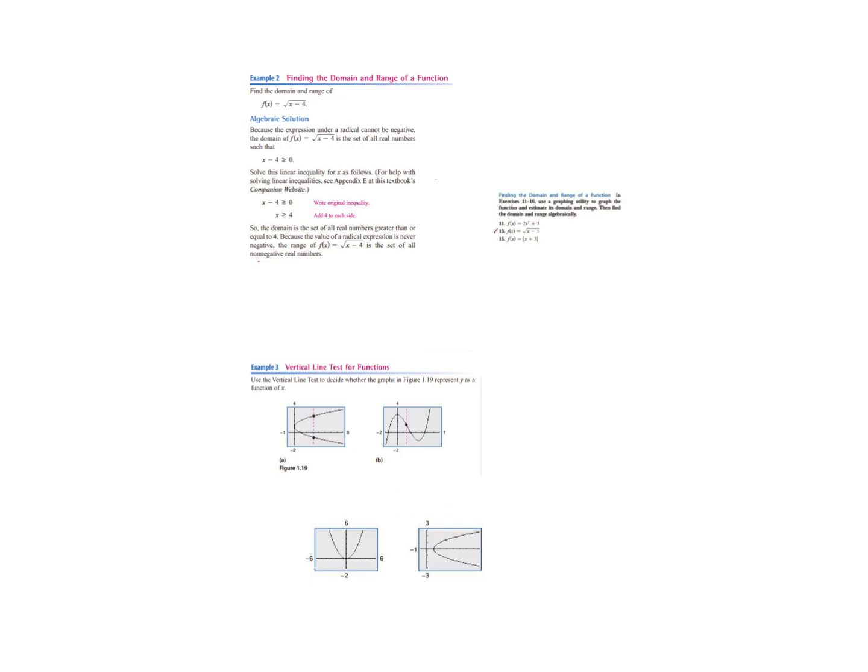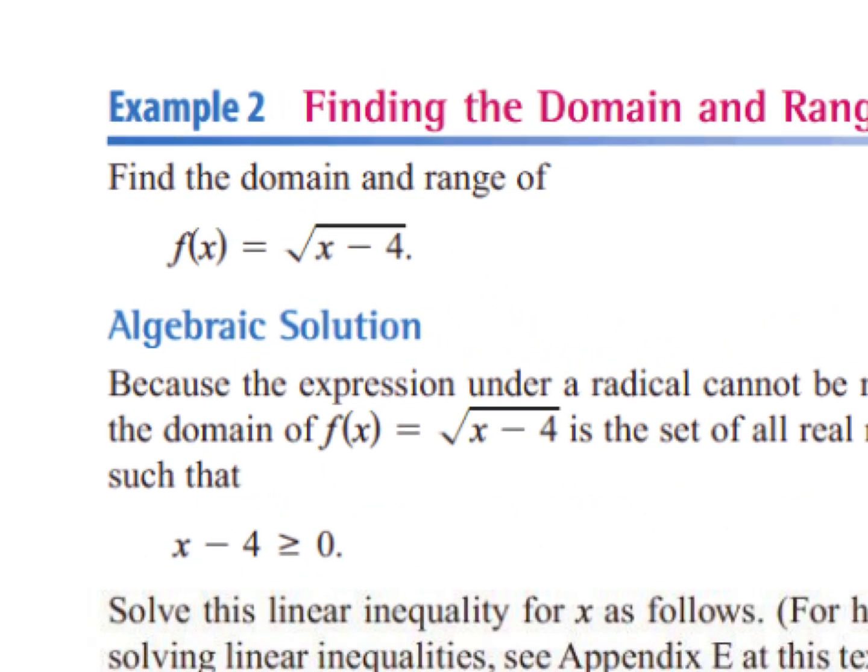So for the next couple examples, it doesn't give us a graph. So we have to either visualize the graph or think about what the question is, what our function is. So for example 2, it gives you the solution below, but don't look at it. We're just looking at f of x is equal to the square root of x minus 4. So we want to find the domain and range. So let's start with the domain.